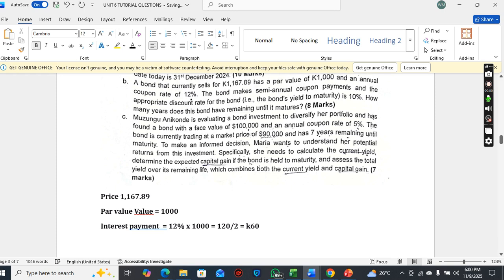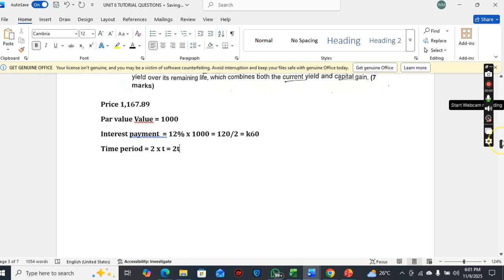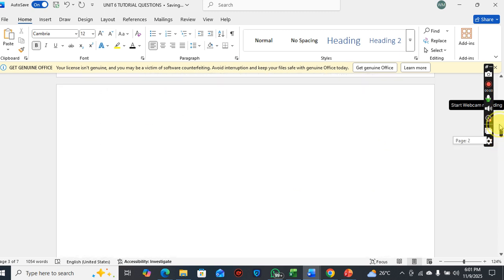Time period is going to be 2 times n, or 2 times t. So we get 2t. Okay, so we've got now all the information we need. Now we have to put it in the formula and solve for t. So let me bring this formula here.